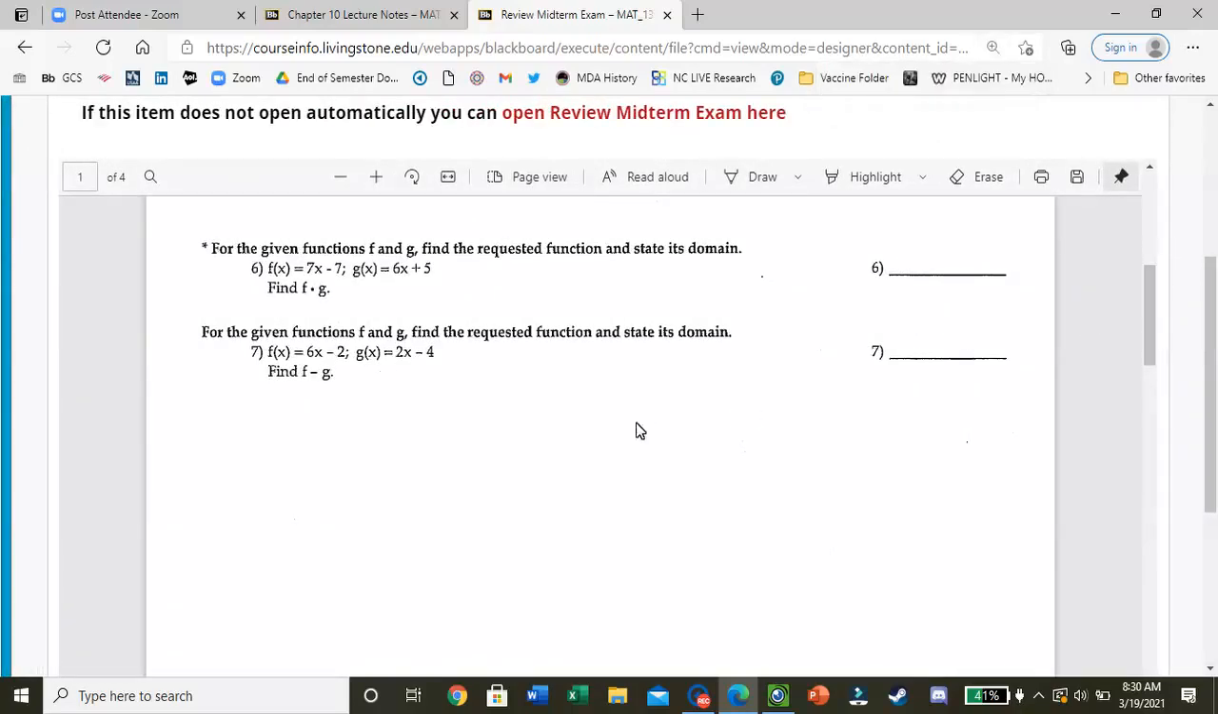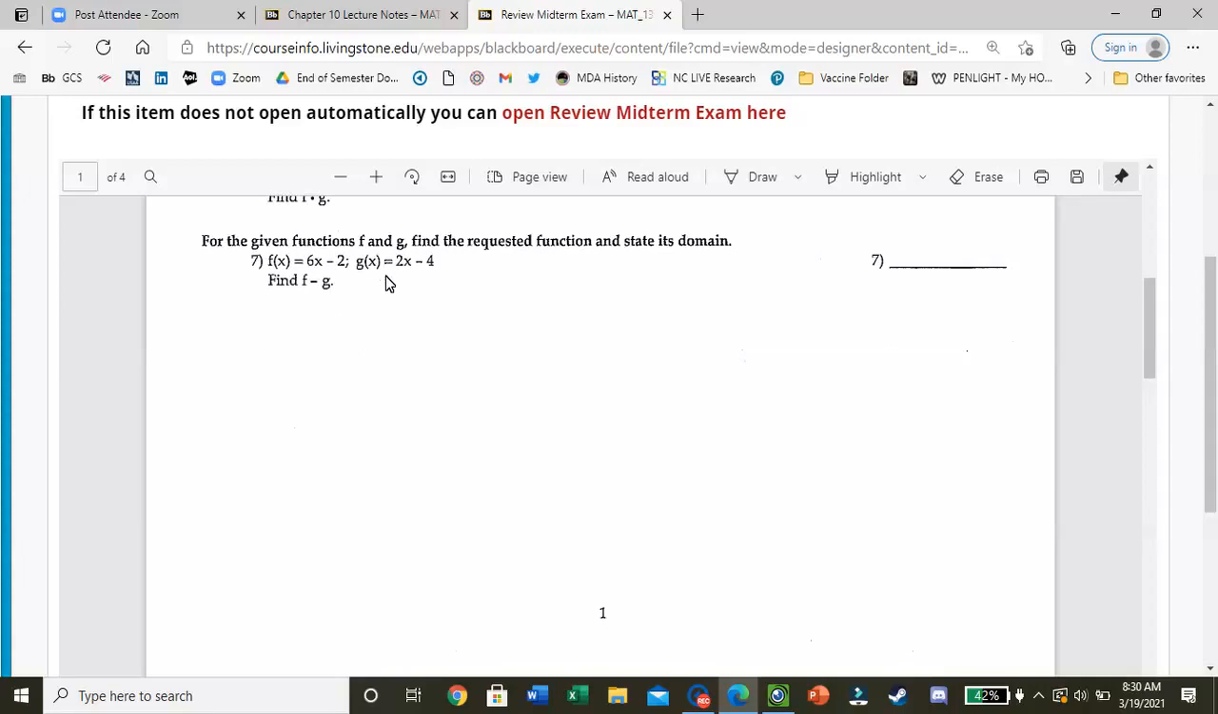For the given functions f and g, find the requested function and state its domain. Find f times g. So what does this dot mean? Multiplied, right? Basically all you're doing here is FOILing. So when you FOIL, if you don't get x in the denominator and you don't get x in the radical, then the domain is what? All real numbers. Do we need to see number 6, or are we okay?